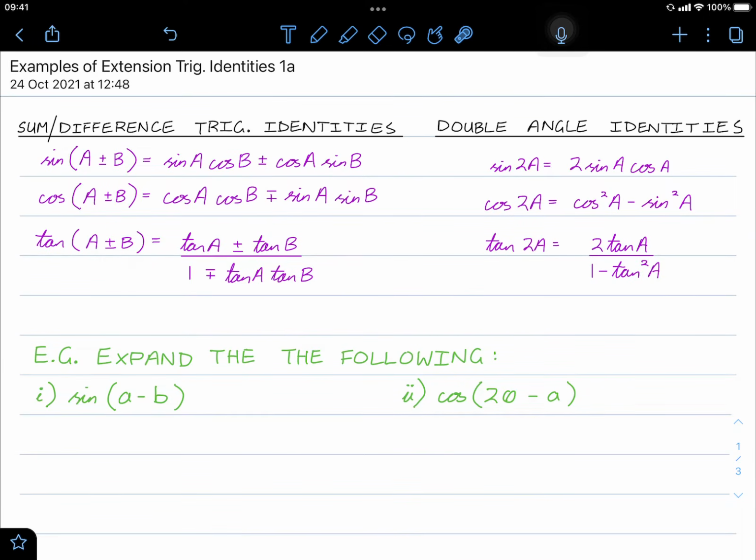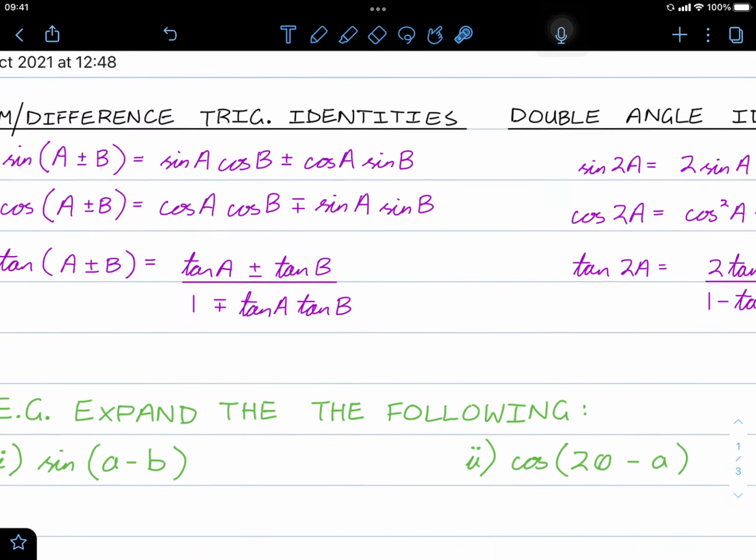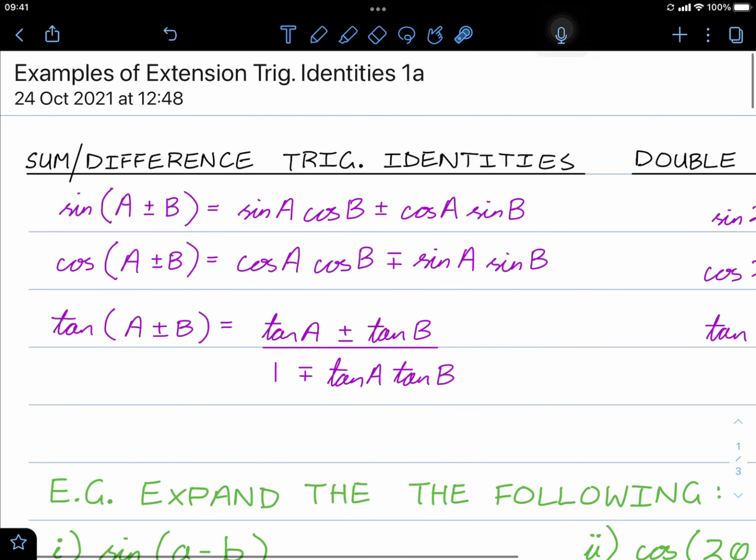Hello class, this is a video tutorial on the extension trig identities. In this video we're going to be looking at how we can apply these identities to different questions. And I'll go through very quickly these identities here and what they mean.